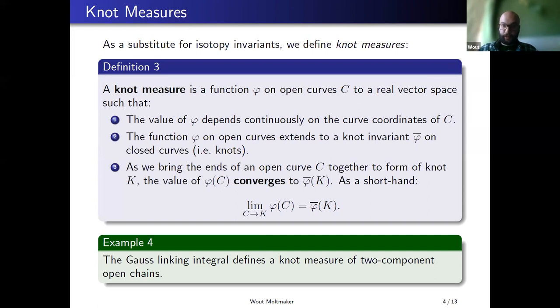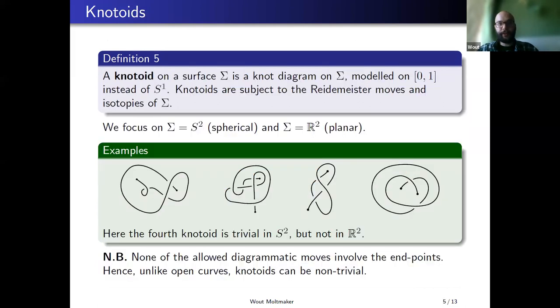Okay, so we want to produce more examples of these knot measures, and this is the final result I'll be working towards. For this, we move through what's called a knotoid. So a knotoid is really nothing but a knot diagram, except that it's modeled on the interval rather than the circle. So this is just a knot diagram on some surface that has two endpoints. We consider these up to surface isotopies, as well as the Reidemeister moves that we're familiar with, where we take note that the endpoints, you can see my cursor, right?